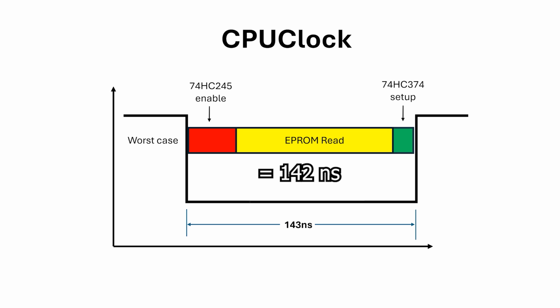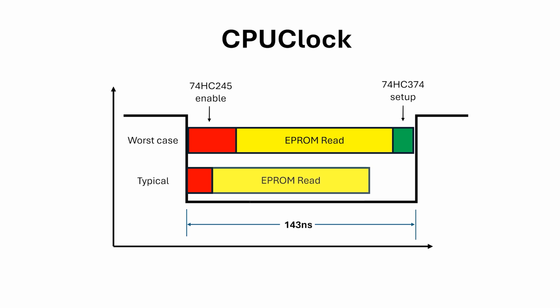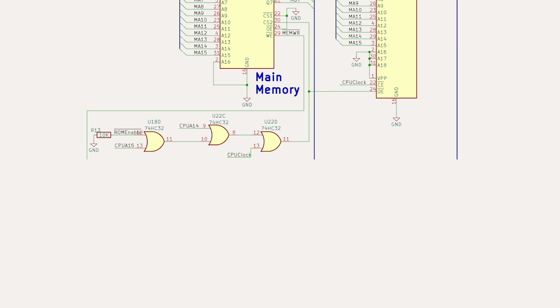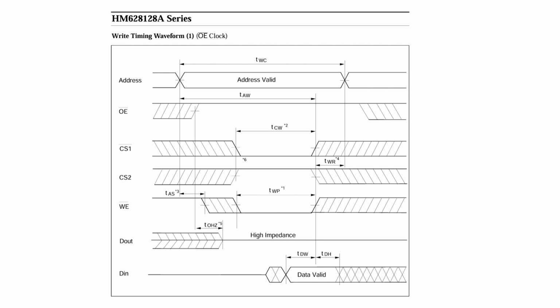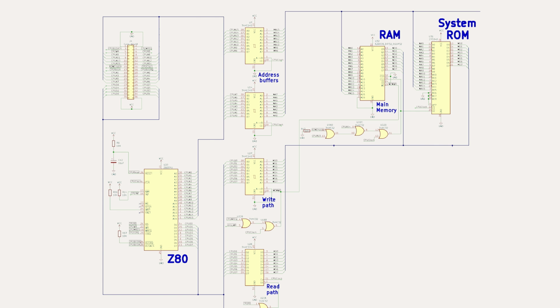This is pretty close, but remember, this is the worst case. A typical case is more likely to be 11 nanoseconds plus 100 plus 5 nanoseconds, or 116 nanoseconds in total, so we should be good. The output-enabled signal is one OR gate delayed from CPU clock, so we should settle before our address is ready. For writing to the RAM, we're allowed a little more time before we assert MemWrite bar, so this gate, U18B, isn't really in the critical path.